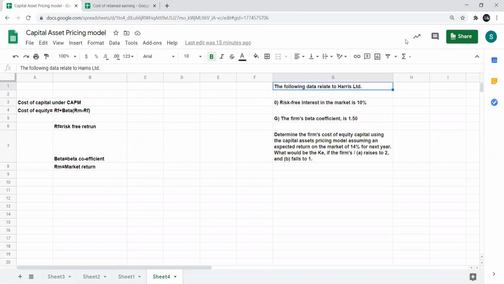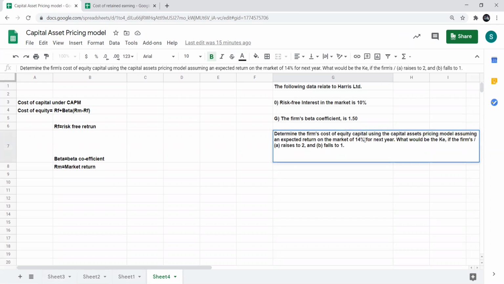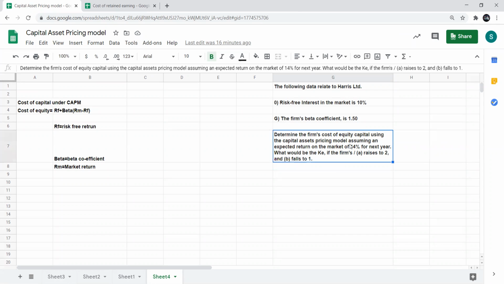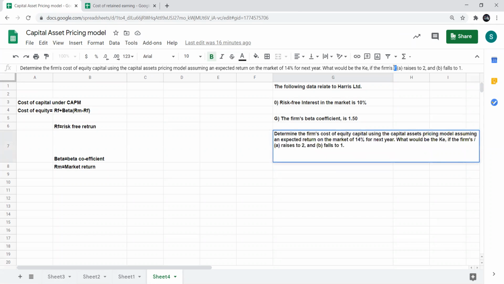What they are asking me to do is to find out the cost of capital as per the CAPM model, and they have given me the expected market return, which is 14% for the next year. This is the first subdivision. What would be the cost of equity if the firm's beta factor rises to 2 and falls to 1? By applying the formula, you can simply solve the problem.